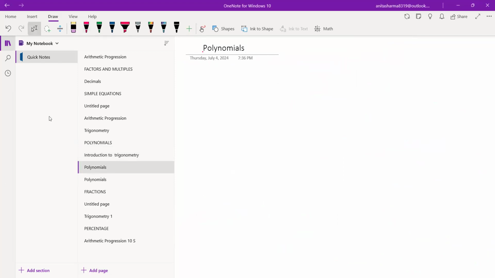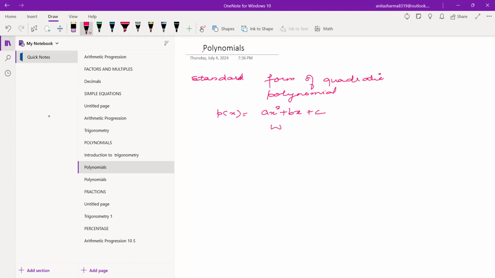Yes, children, now see polynomial. The standard form of a quadratic polynomial is there in your notebook. Quadratic polynomial is ax square plus bx plus c, where a is not equal to 0. Because if the value of a will be 0, then it will become a linear polynomial. Right, beta? Yes, ma'am.